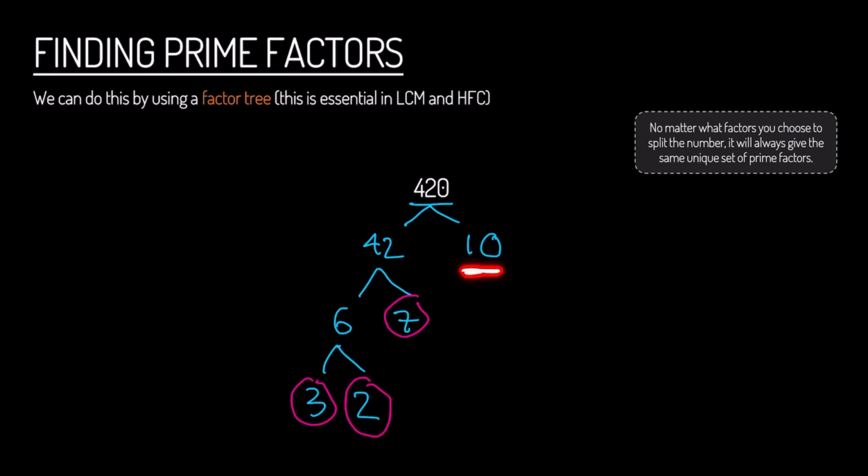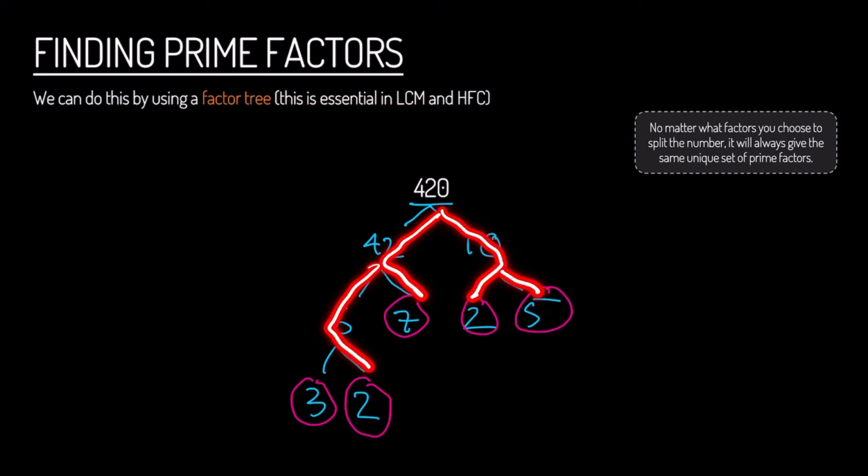Let's not forget about this 10 over here. We can split this into 2 and 5. The 2 can only be split into 2 and 1. And the 5 only to 5 and 1, which makes them both prime numbers. So if we follow this tree along, at the end, we're always going to end up at a prime number. And we've basically found the prime factors of 420.